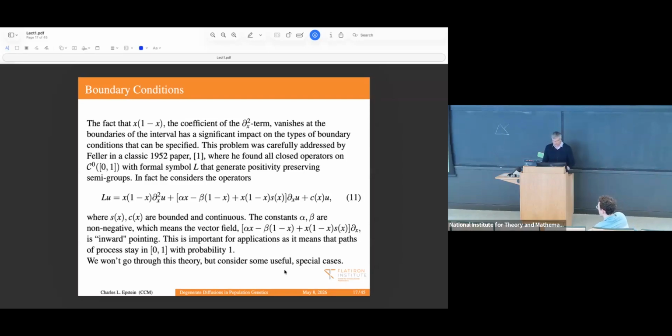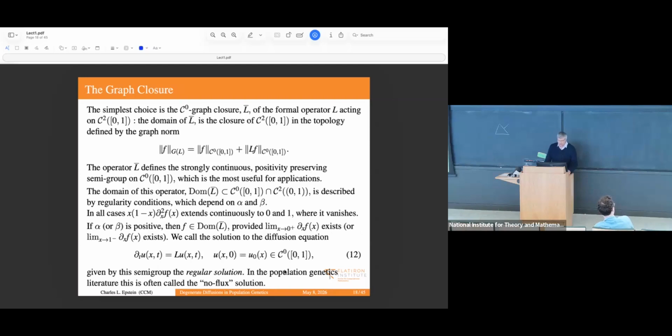Anyway, we're not going to study anything so complicated. The simplest choice for functional analysis of such an operator is to take what's called the graph closure, which I call L bar. You let L act on twice continuously differentiable functions in the closed interval, and we look at the norm of the function plus the norm of L of the function. We take the closure of C2 in that topology. And that gives an operator which is called the graph closure.